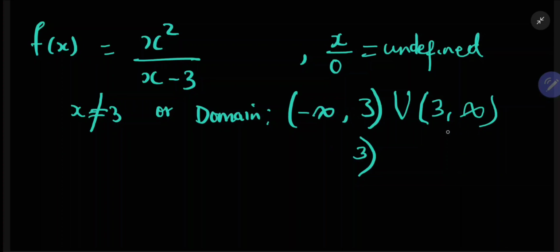For this interval, it includes numbers from 3.0001, 3.1, 3.2. They are all here, but 3 is not included in this interval. I hope that makes sense.